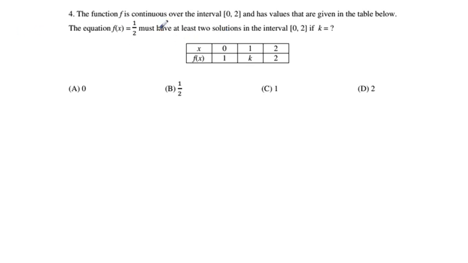Well, this problem is an intermediate value theorem problem, and how do I know that? Well, for one thing, whenever you have the word must, or has to have at least, that's an existence theorem type situation where you're going to have either the intermediate value theorem or the mean value theorem. Okay, so that gives us a hint there.